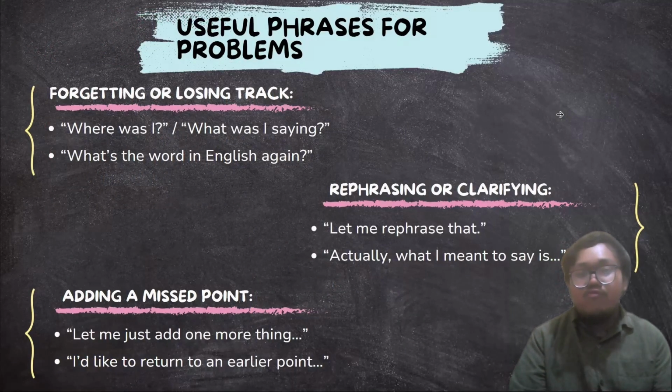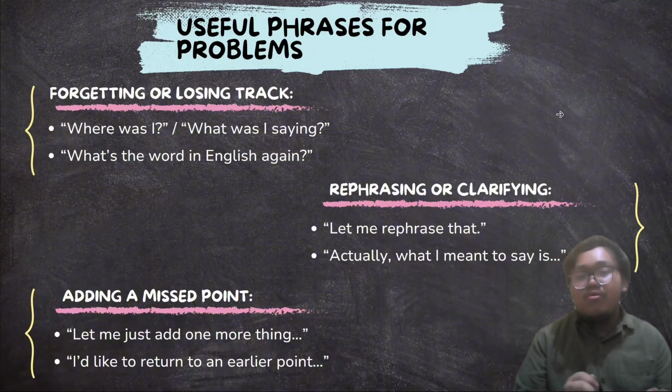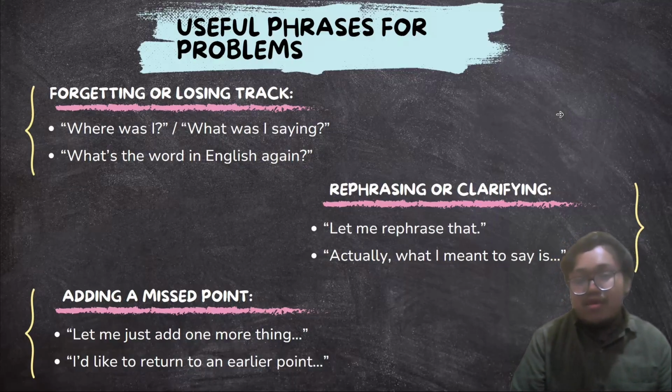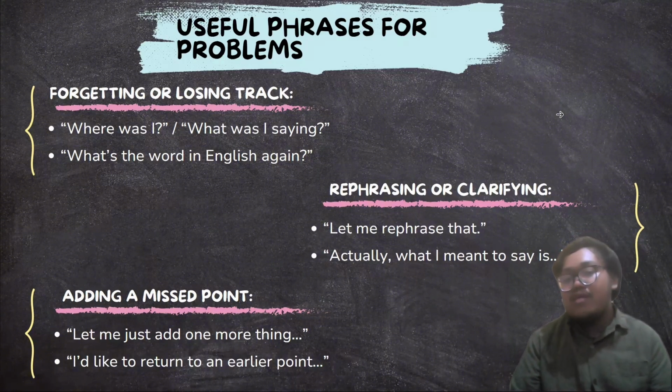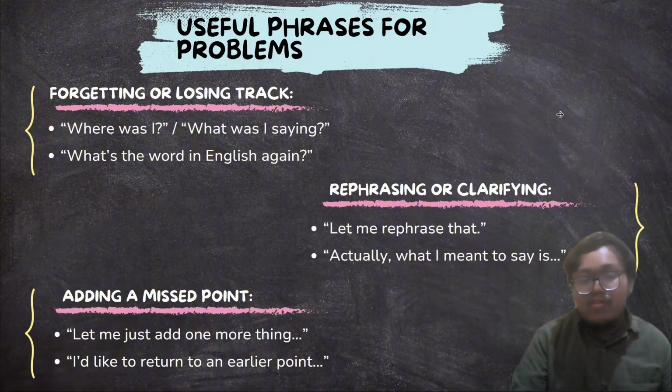Here are some useful phrases that you can use to handle problems during your presentation. For forgetting or losing track, you can use "where was I?" or "what was I saying?" Or you can also use "what's the word in English again?" For refreshing or clarifying, you can use "let me rephrase that," or "actually, what I mean to say is." And for adding a missed point, you can use "let me just add one more thing," or "I'd like to return to an earlier point."